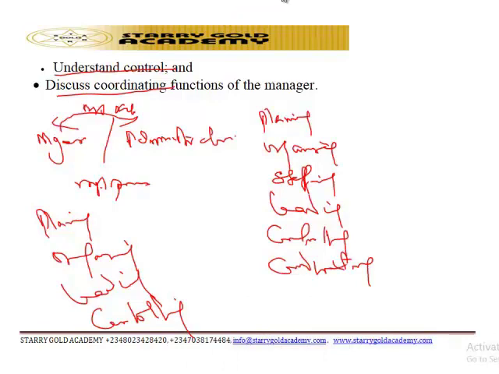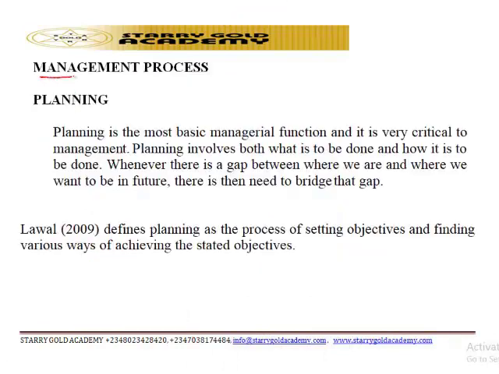Now let's look at this one after the other. What are our management processes? The first thing is planning. And planning is the most basic managerial function, and it is very critical to management. Planning involves both what is to be done and how it is to be done. Whenever there is a gap between where we are and where we want to be in the future, there is need to bridge that gap. So anytime there is a gap from where we are and where we want to go, we bridge it.